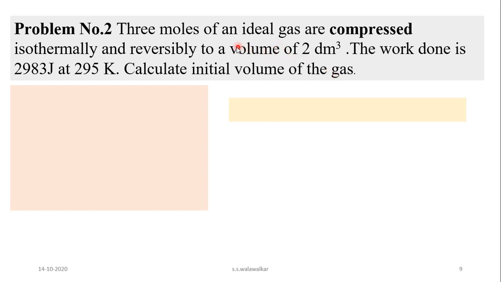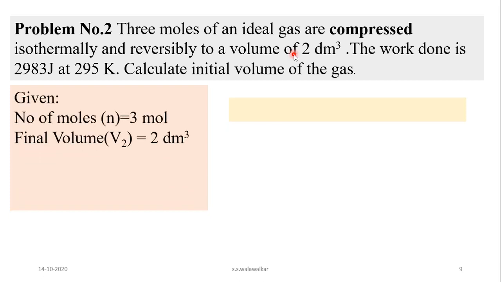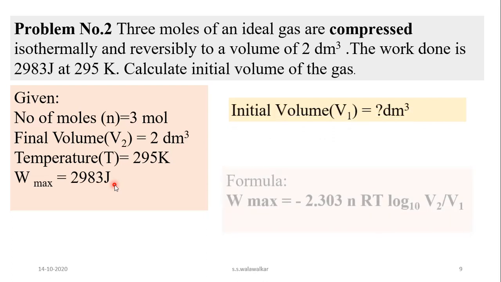So here, what do you have to calculate? You have to calculate the initial volume. Final volume is given to you. So given: number of moles 3, final volume V2 2 dm cube, temperature 295 Kelvin, and W maximum is equal to plus 2983 joules. So these quantities are given to you. Initial volume in dm cube you have to find out.